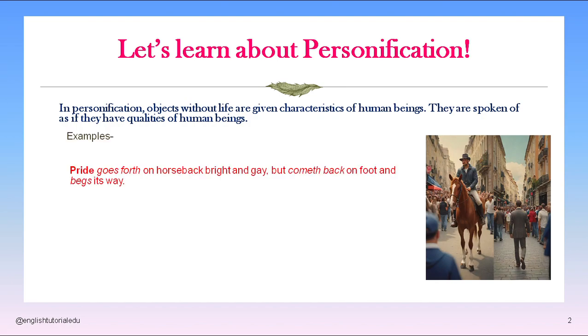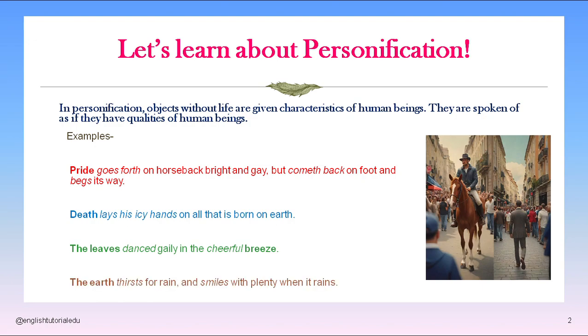Let's see these examples. Pride goes forth on horseback, bright and gay, but cometh back on foot and begs its way, like we see in this picture. Death lays his icy hands on all that's born on earth. The leaves dance gaily in the cheerful breeze. The earth thirsts for rain and smiles with plenty when it rains.